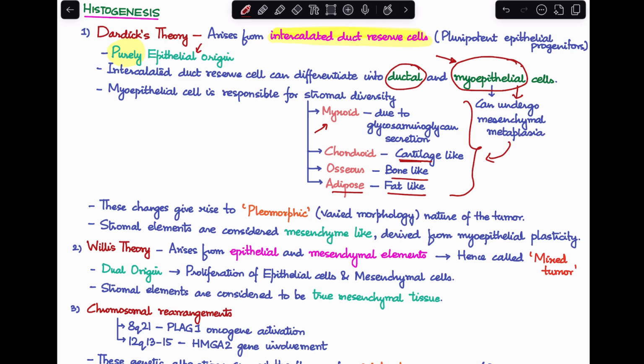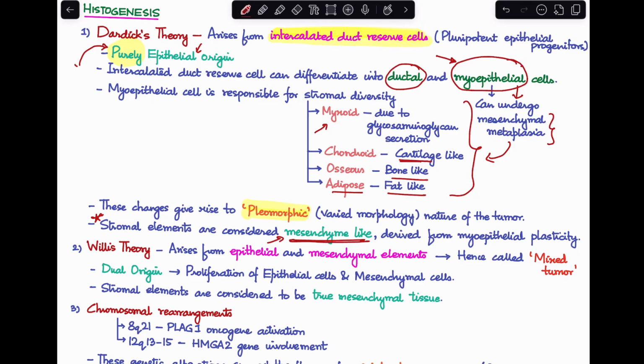This variety is the reason why the term pleomorphic has been used. The key part is that the stromal elements we are seeing are considered mesenchyme-like, derived from myoepithelial plasticity. They are not considered to be true mesenchymal tissue. So that is Dardick's theory, which states that pleomorphic adenoma has a purely epithelial origin, and this epithelial origin leads to mesenchymal metaplasia, leading to the various mesenchymal-like components that you see.